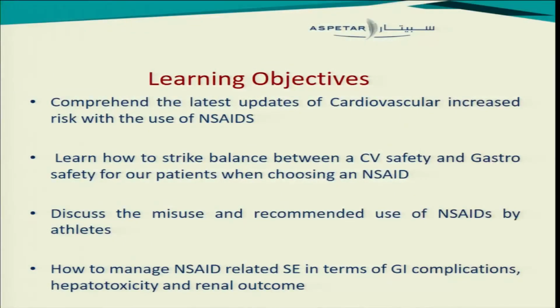So what are the learning objectives for today? We are going to discuss the latest updates in regards to the cardiovascular safety profile for these agents. We are going to discuss the guidelines that will help the healthcare professional to strike a balance between a GI side effect and a cardiovascular side effect when choosing an NSAID for an athlete. Also, we're going to discuss the misuse and abuse of these agents by athletes and what the recommendations are to stop this phenomenon. And also we're going to talk about how to manage some NSAID-related side effects when we are talking about the negative impact of NSAIDs on the kidney and on the liver.